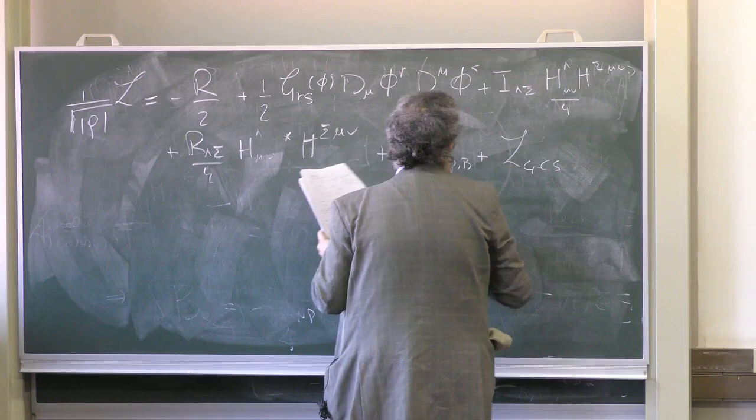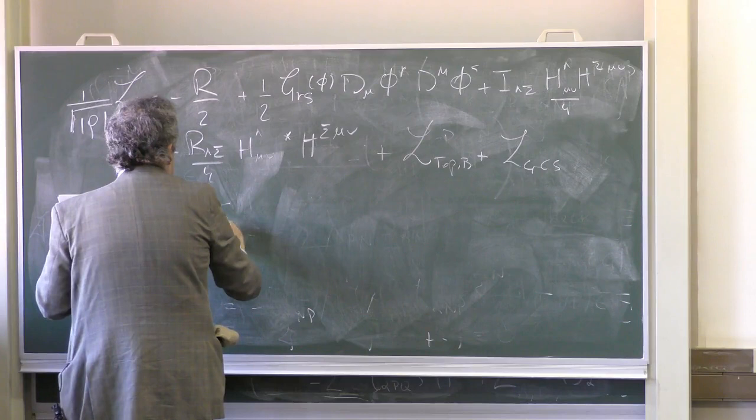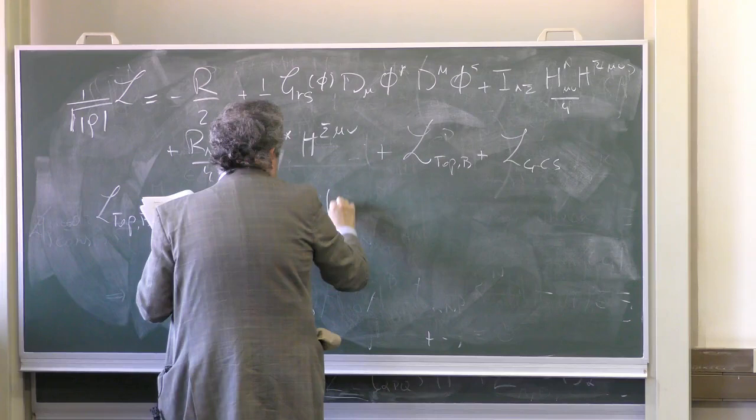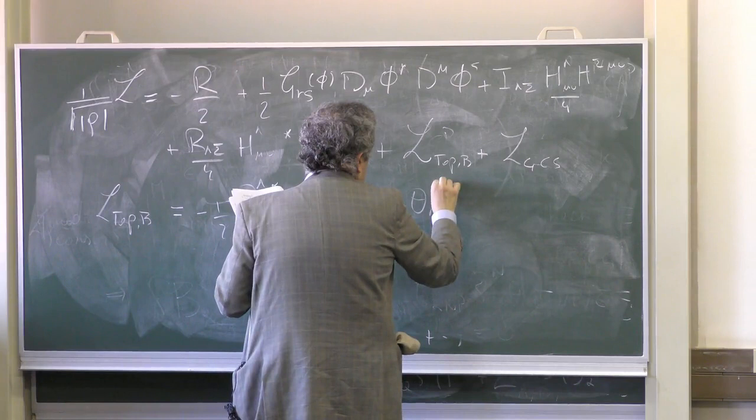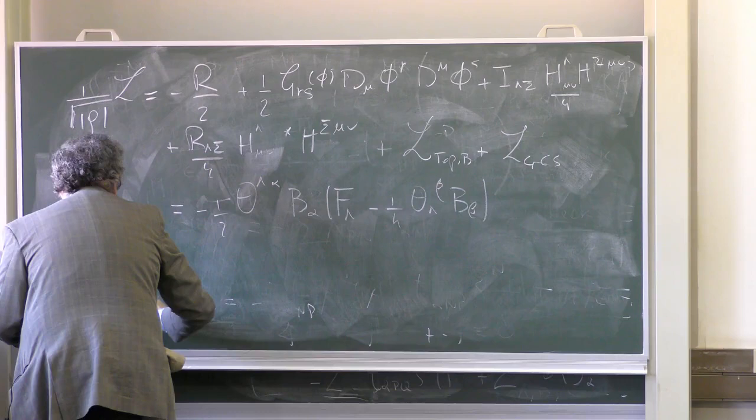Where L topological B is a topological term depending on B, which is minus 1/2 theta lambda alpha B alpha F lambda minus 1/4 theta lambda beta B beta. Okay? And L generalized Chern-Simons generalizes the Chern-Simons-like term.